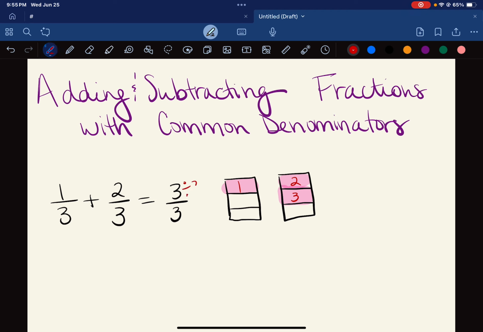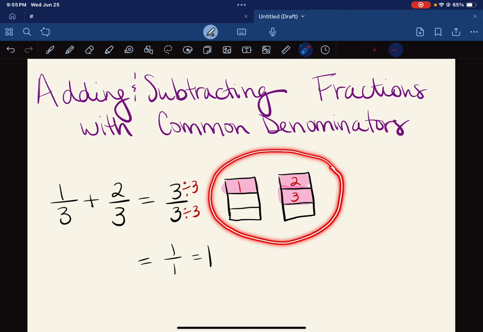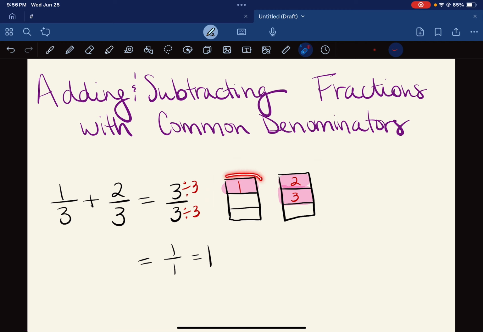So if I divide both my numerator and my denominator by the number 3, each of them I end up with 1 over 1, which is just 1. 3 divided by 3 is 1. And hopefully you can kind of see that if you look at that with this picture right here. You could have taken this 1 unit and moved it down here, and then you'd have 1 full shaded region.